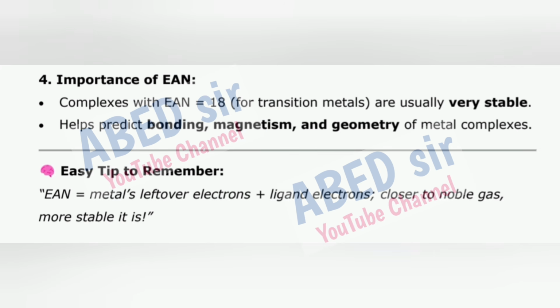4. Importance of EAN. Complexes with EAN equal to 18 for transition metals are usually very stable. Helps predict bonding, magnetism, and geometry of metal complexes. Easy tip to remember: EAN is equal to metal's leftover electrons plus ligand electrons. Closer to noble gas, more stable it is.